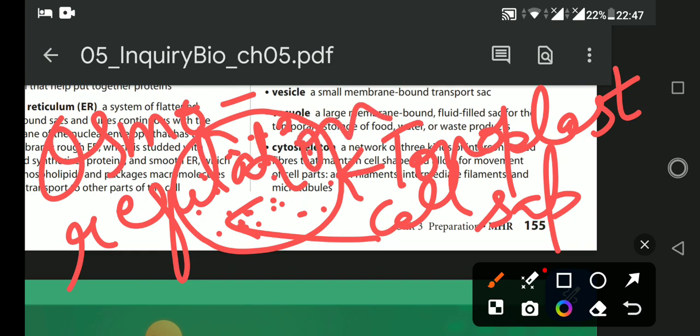Osmoregulation means maintaining the water balance of the cell. If your cell contains an excess amount of water, then that extra water will enter inside the vacuole, so the vacuole will store it. But if your cell is dehydrated, then the extra water stored inside the vacuole can be released out. In this way it helps in maintaining the water balance of the cell, which is called osmoregulation.